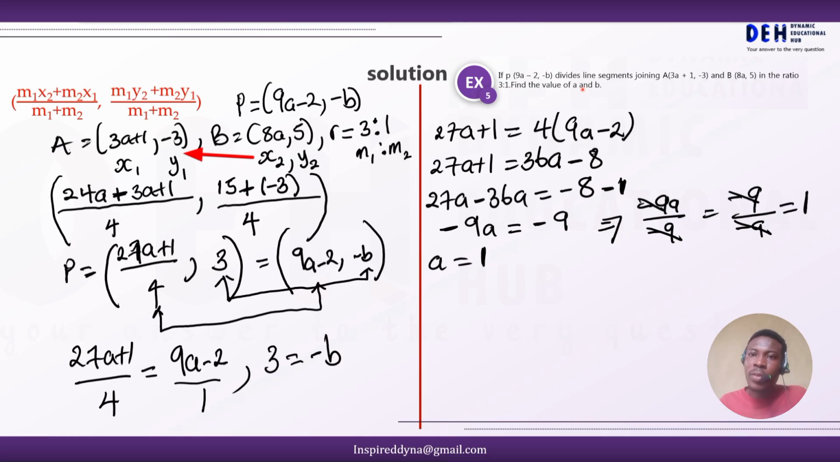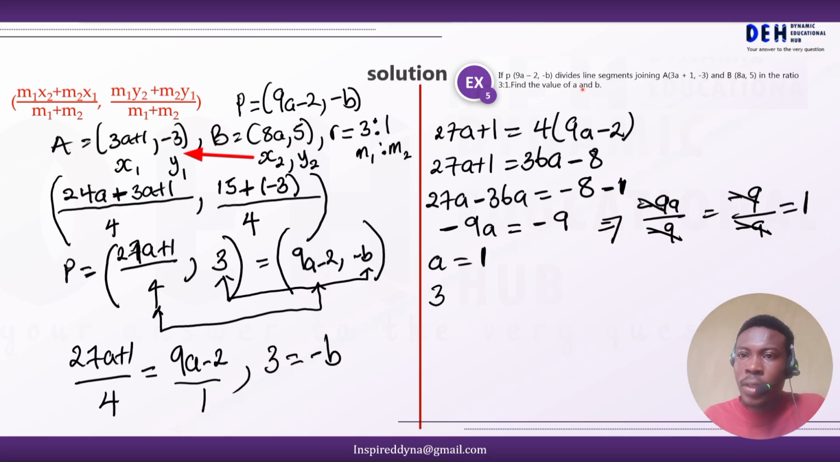Let's go ahead and find the value of b very quickly. 3 is equal to minus b here. So we just need to what? Multiply both sides by minus 1. 3 times minus 1 should give us minus b times minus 1.